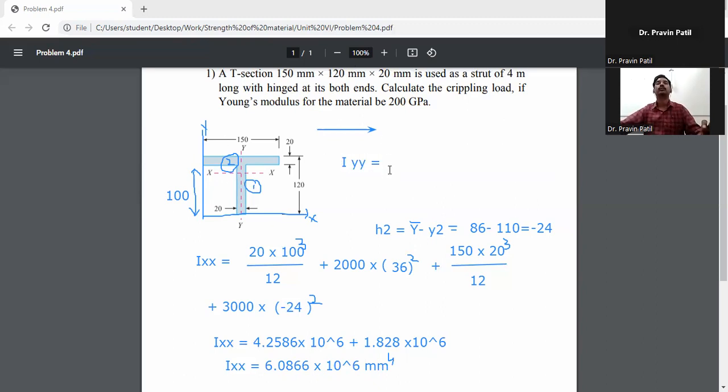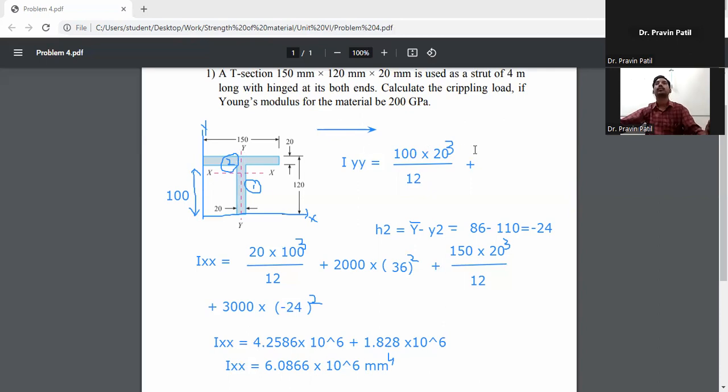So first, D is 100 into B, which is 20 cube, divided by 12. Then plus, we would apply the law of parallel axis here also, but x bar and x1 will be on the same axis. That's why we don't require to apply the law of parallel axis here.